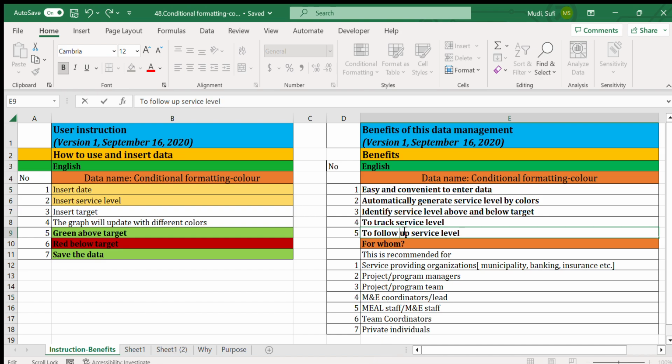You can use it. And in terms of for whom, this is recommended for service providing organizations. It could be municipality, banking, or insurance, project or program managers, project or program team, M&E coordinators or M&E lead, MEAL staff, and M&E staff, team coordinators. Private individuals can use this system.